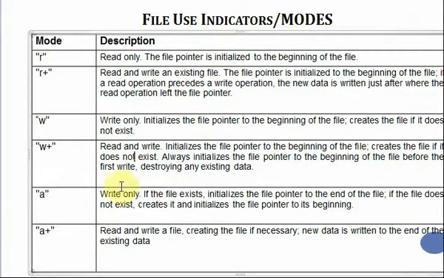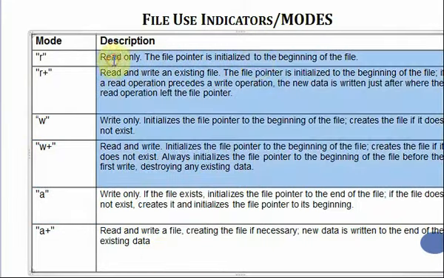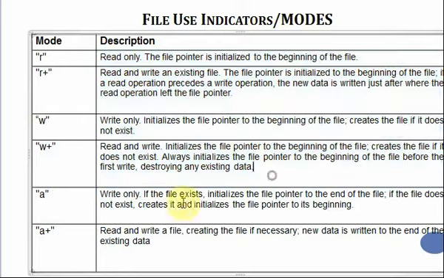Next one is a, that is append, again write only. If the file is present, it initializes the file pointer to the end of the file. So a is append. Append means where you are going to write, you are going to write at the end. So far, whatever you have seen, the file pointer is initialized to the beginning of the file. But for a, the file pointer will be pointing to the end of the file. If the file does not exist, it creates it and initializes the file pointer to its beginning. That is your append.